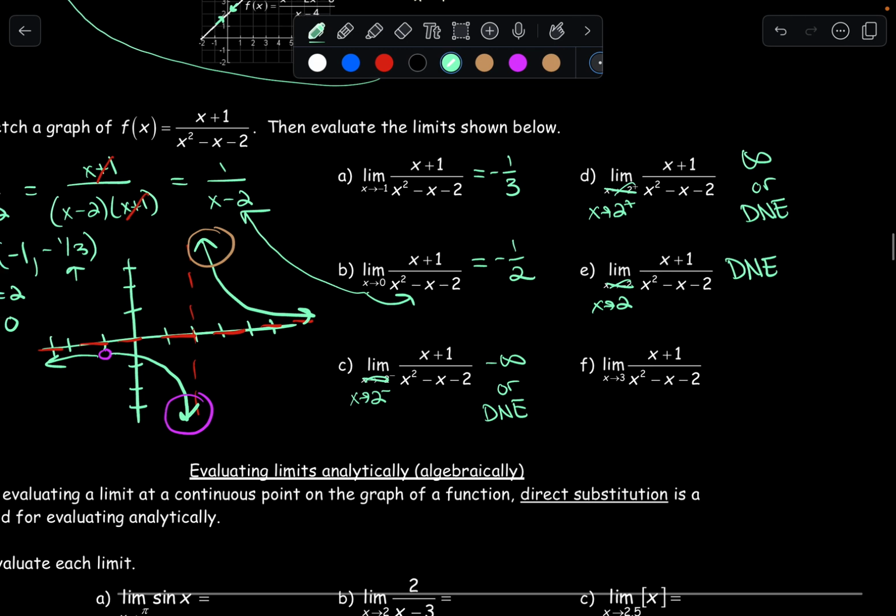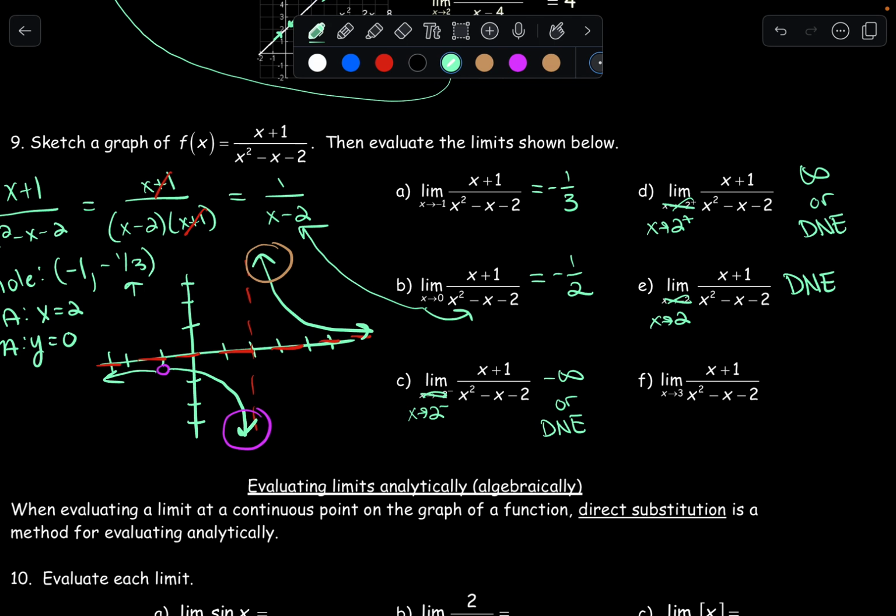For part F, as x approaches 3, if you directly substitute 3 into the simplified form or the original form, you will end up with 1.